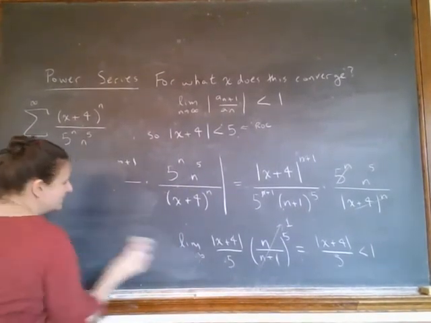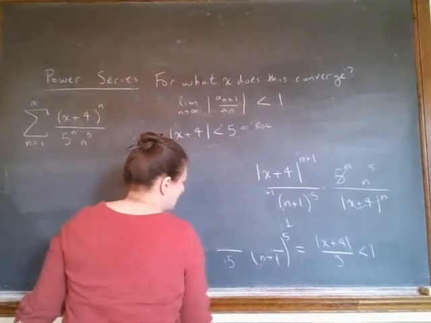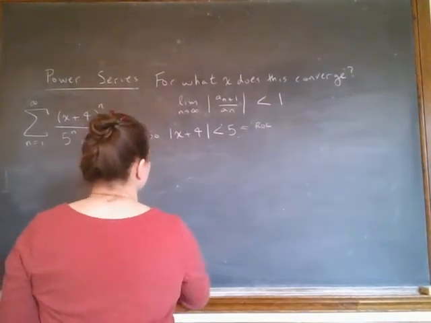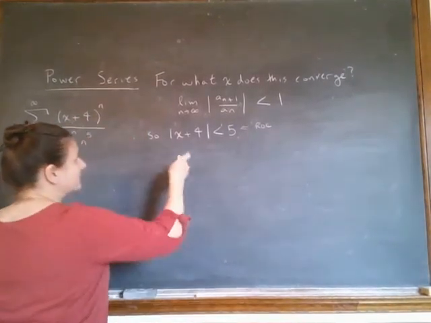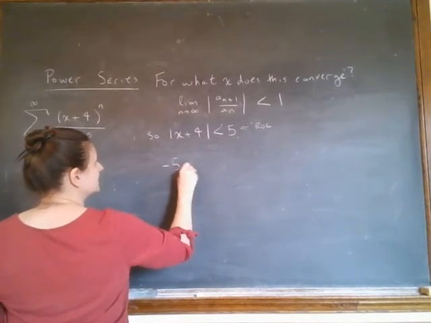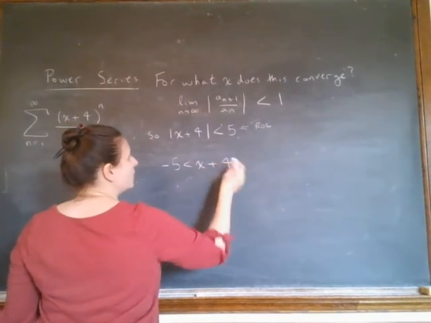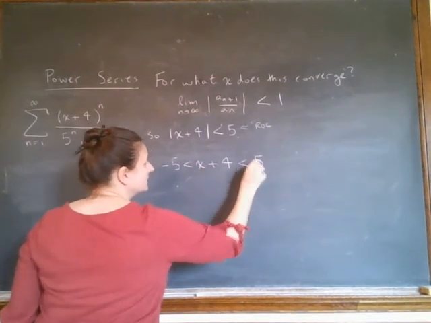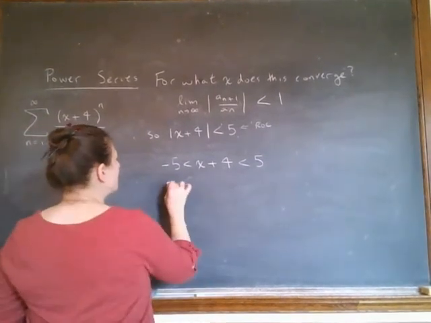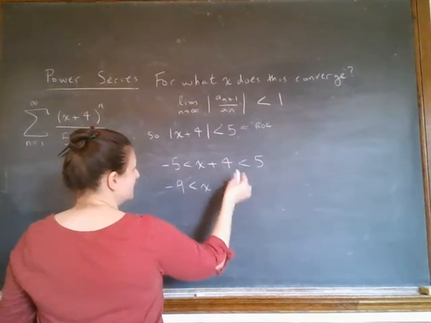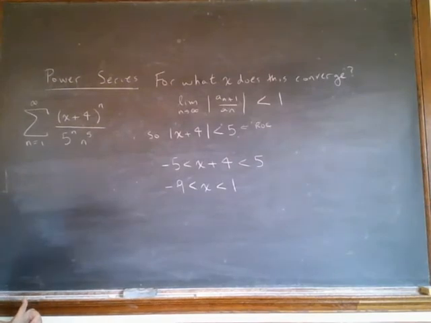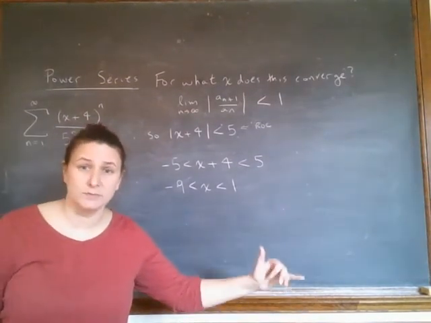Let me just show you how I work that out, because this can get a little bit confusing sometimes. So if I've got the absolute value of x plus 4 is less than 5, that means the quantity x plus 4 is between -5 and 5, right? I just subtract 4 from both sides and the middle. So my radius of convergence is 5. My point at the center is x equals -4.